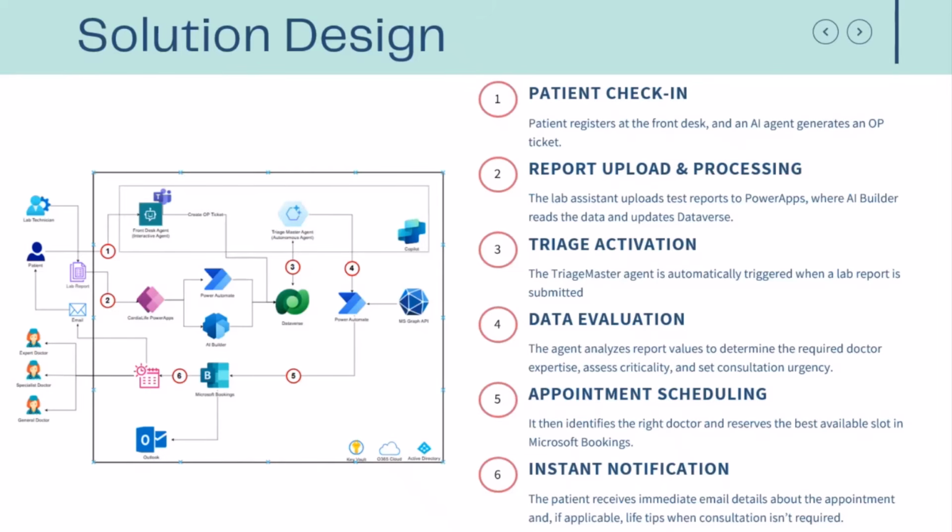And there is a third case. If the lab report is normal and there is no immediate consultation required, we also have a lifestyle agent which will provide some tips to the patient. For example, if my blood pressure is nearing the upper limit, it will give me a tip to reduce the salt consumption or do more exercise, right?